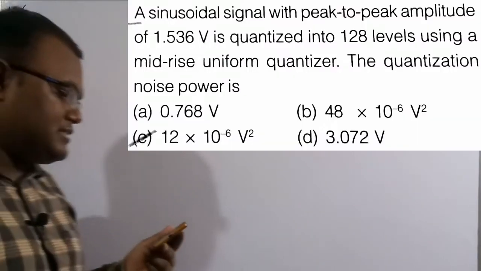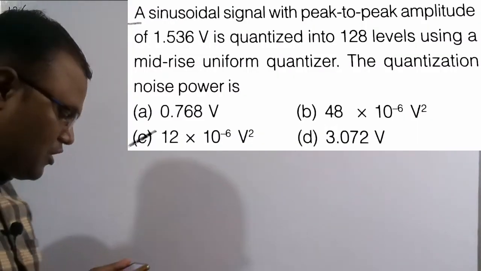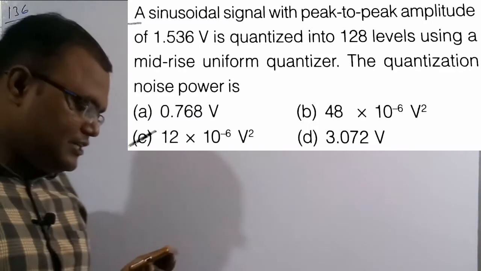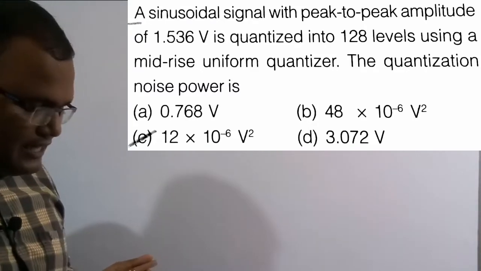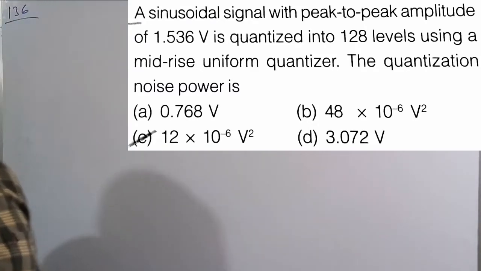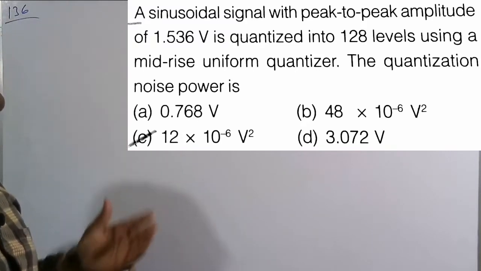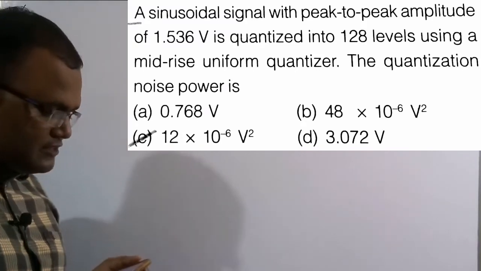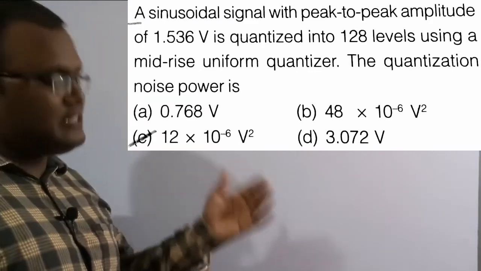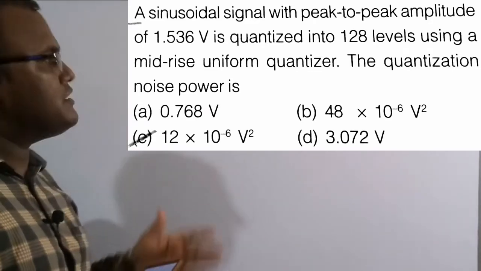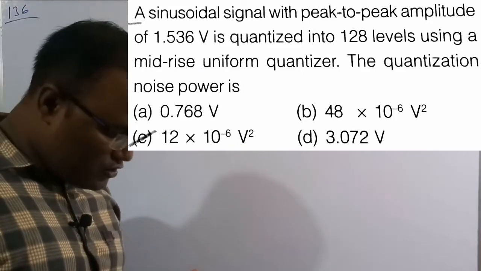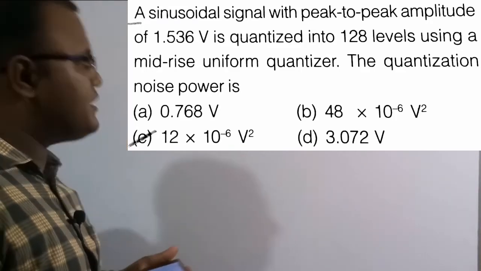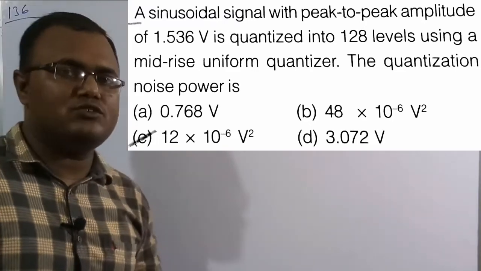Now we are going to solve the 136th question. A sinusoidal signal with peak to peak amplitude of 1.536 volt is quantized into 128 levels using a mid-rise uniform quantizer. The quantization noise power is? In this question they have given the peak to peak voltage of the signal, which is 1.536 volt, and the number of levels, 128. Based on this we have to find the quantization noise power. Option C, 12 into 10 to the power of minus 6 volt square, is the correct solution of this question.